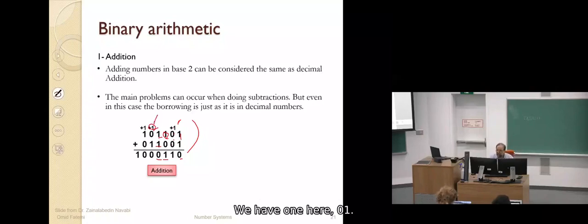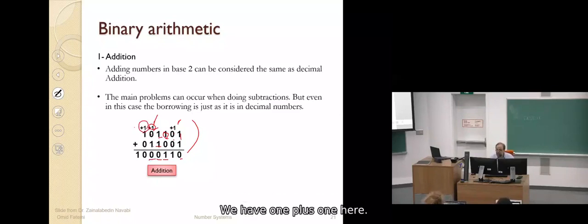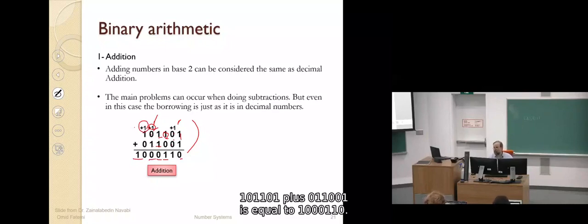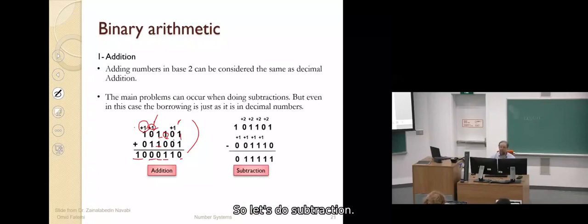We have 1 here, 0, 1. So 1 plus 0 plus 1 is 10 again. So we put 0 here and we have 1 carried over. We have 1 plus 1 here, so we again have 10, and 1 carried here. So this is the result. 101101 plus 011001 is equal to 1000110. Okay? No problem? Everybody? Okay.